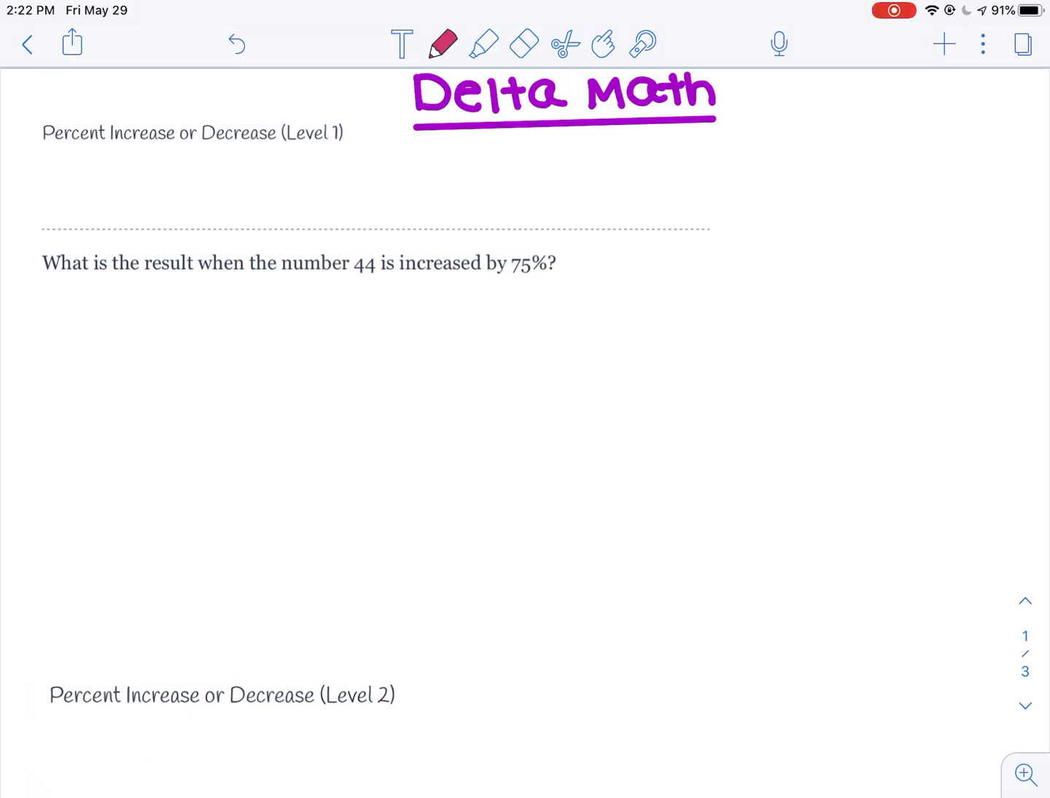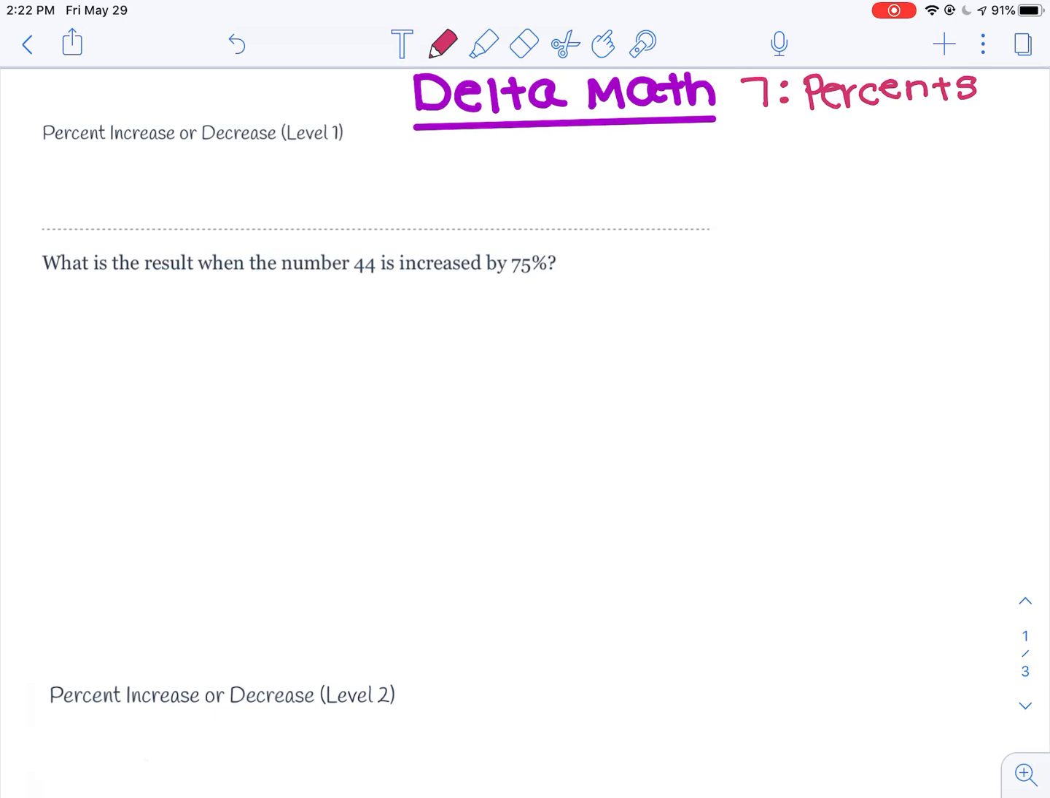Okay, these are some examples of the Delta Math assignment percents, and specifically the percent increase or decrease. So percent increase or decrease is used in the real world. For example, if you have a job and let's say you're getting paid $13 an hour and they want to give you a 5% increase, they're going to calculate what 5% is and they're going to add it on to your current rate, and then that's how much you're going to get.